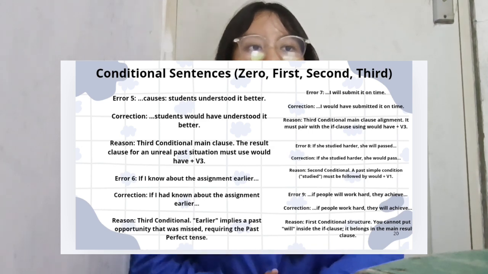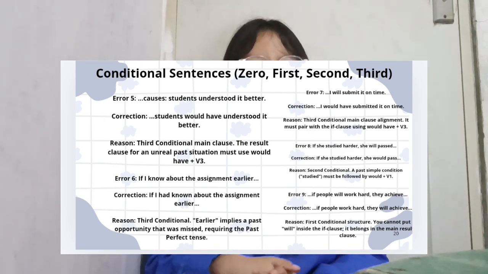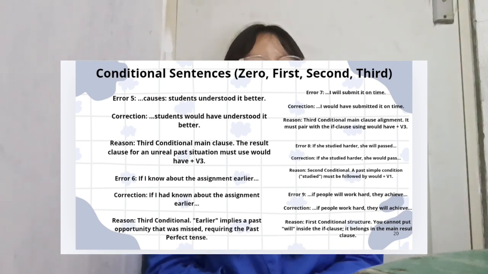Error 6: If I know about the assessment error. Correction: If I had known about the assessment error. Reason: Third conditional. The error implies a past opportunity that was missed, requiring the past perfect tense.